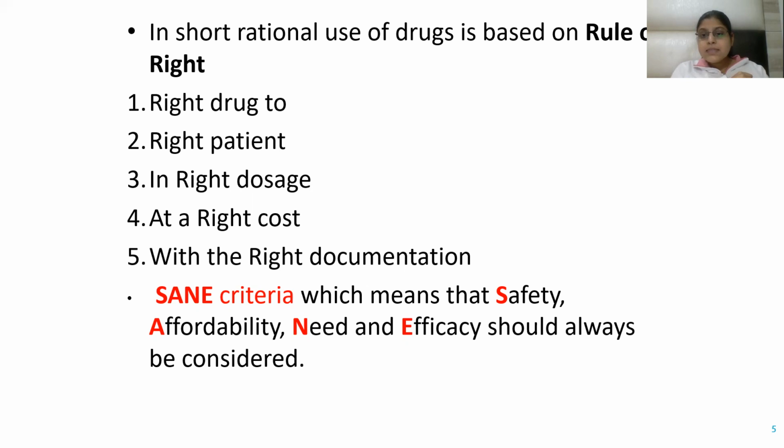The SAFE criteria: safety means a drug which should have fewer adverse drug reactions. Affordability means we have to look at the cost to the patient. Need means we have to see the disease of the patient and accordingly prescribe the drug to meet that need. Efficacy means the maximum therapeutic response produced in the body by that drug should always be considered.